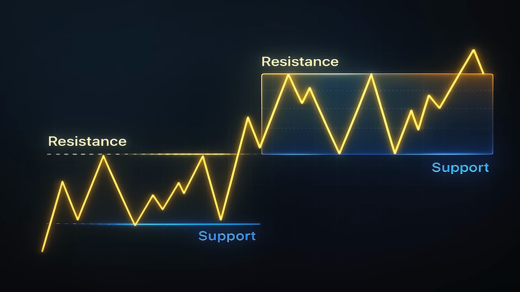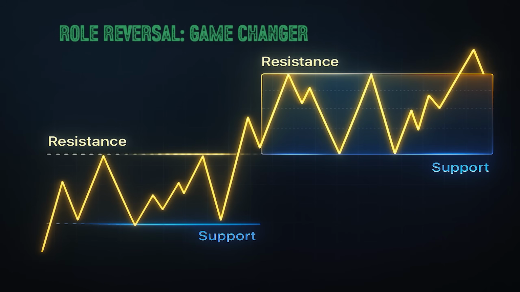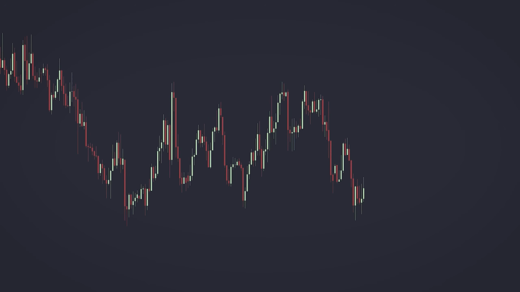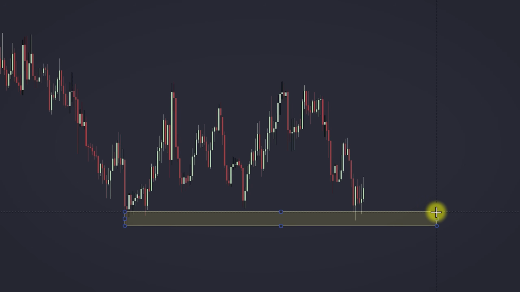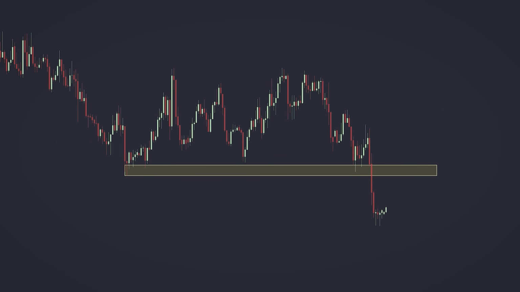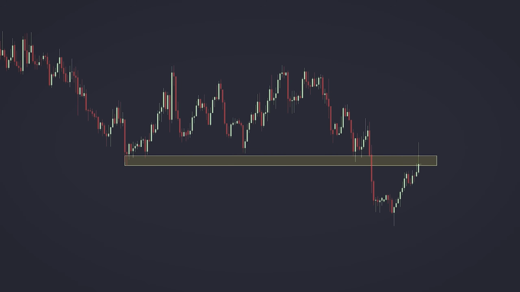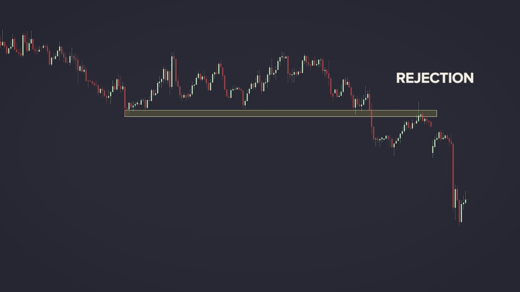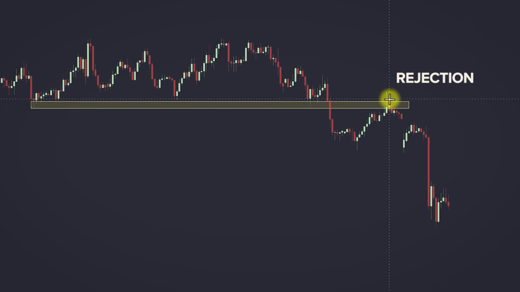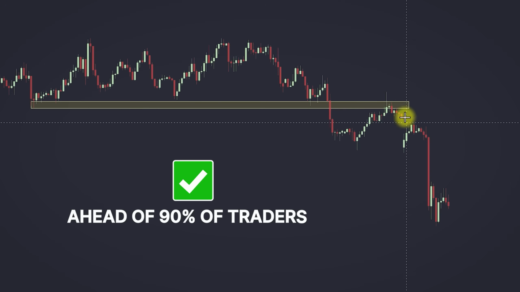And there's one more concept that changes everything: role reversal. When a strong support level finally breaks, it doesn't just disappear. It becomes a powerful new resistance level. Watch this happen. We had a major support zone. Price kept bouncing off it. Then it breaks through with force. Now watch what happens when price comes back to test that same level from below. Rejection. The old support is now acting as new resistance. Just by understanding these simple concepts, you've already put yourself ahead of 90% of traders.